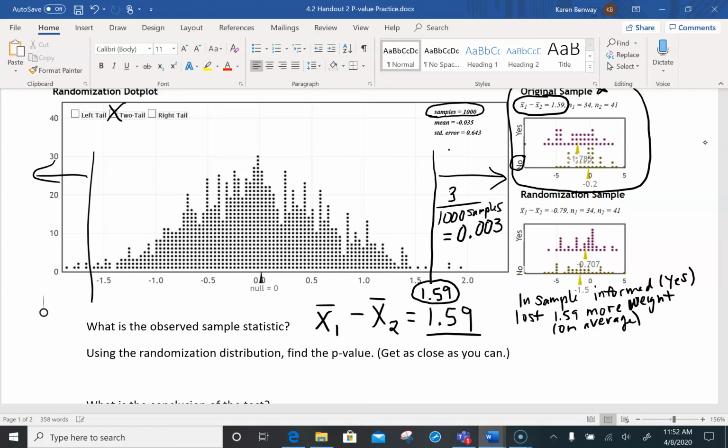StatKey would just put a little blue bubble up here that says 0.003, and it's going to put a little 0.003 on the other side for me. Right? But if I need to calculate it myself, that's how I do it. So because I've got a two-tailed test, I take the proportion of dots that I have in the one tail, 0.003, and I multiply it by 2 and get 0.006, and that is my p-value.